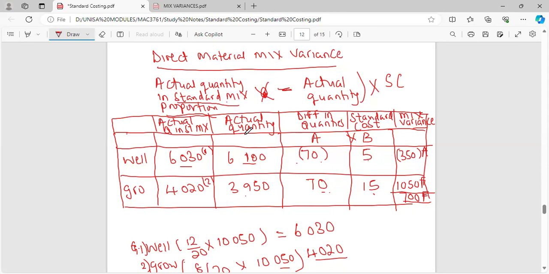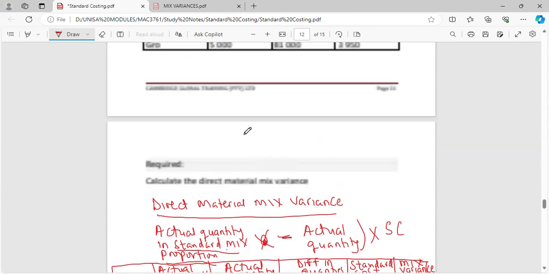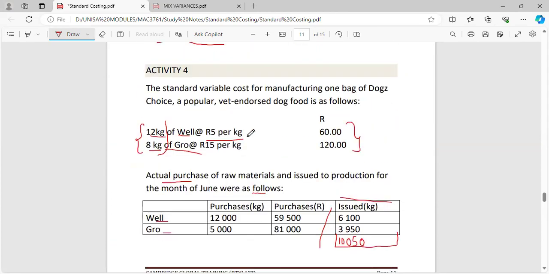So that's basically how you calculate your mix variance, which means you should first determine the mix in the question. The mix is very easy. It's a matter of what will go into the product. That's the mix. Here, the mix is 12 kg of oil and 8 kg. So that's what goes into the product. So that's where you determine the mix variance.